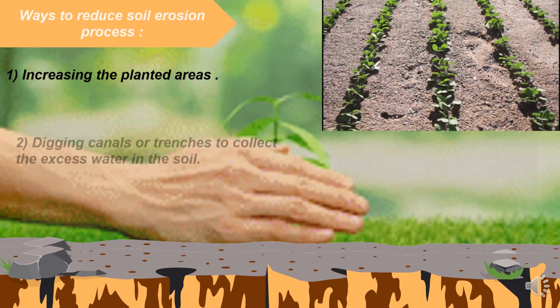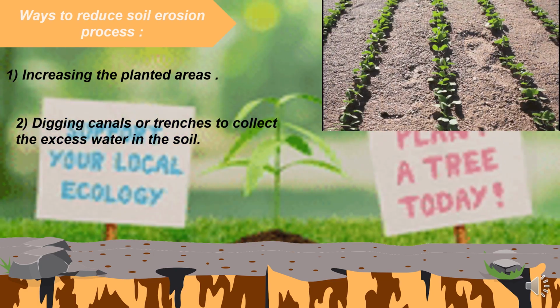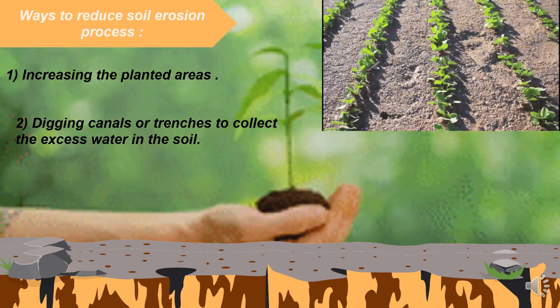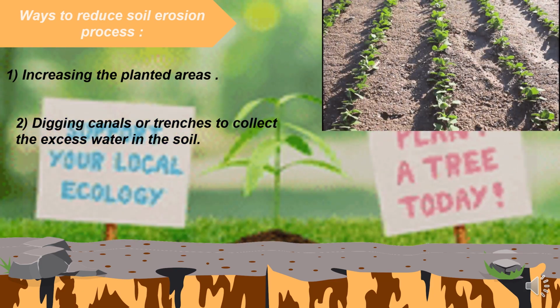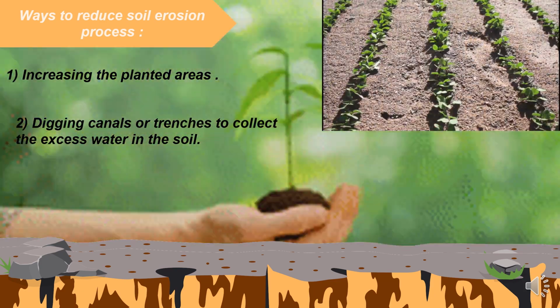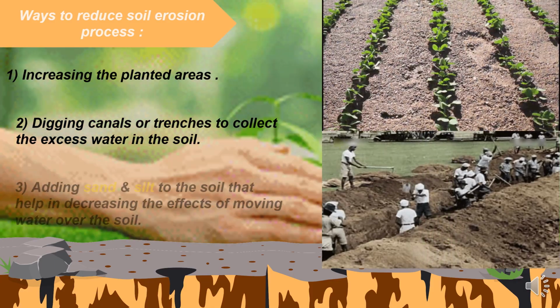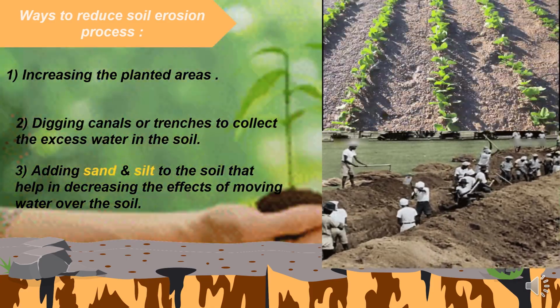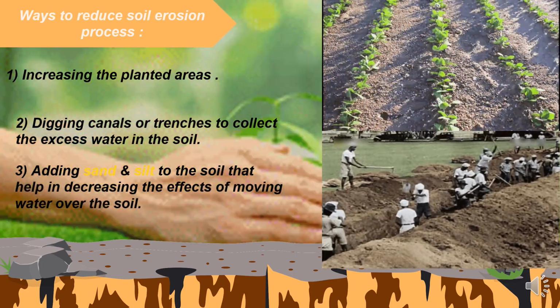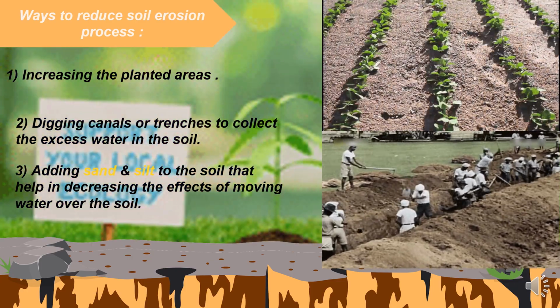As number one, I have to increase the planted areas to decrease soil erosion, primary 6. And number two, I have to dig canals or trenches to collect the excess water in the soil. And also I have to add some sand and silt to the soil, which helps in decreasing the effect of moving water all over the soil.